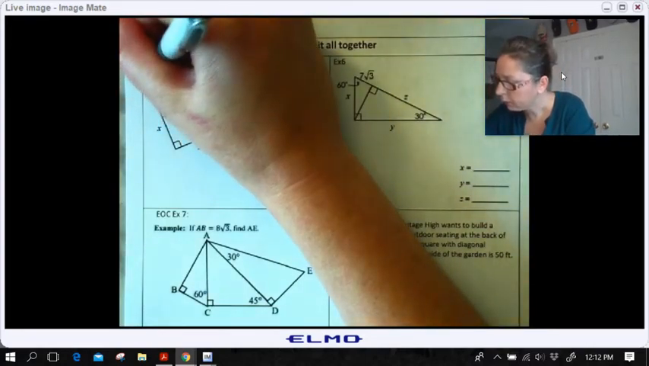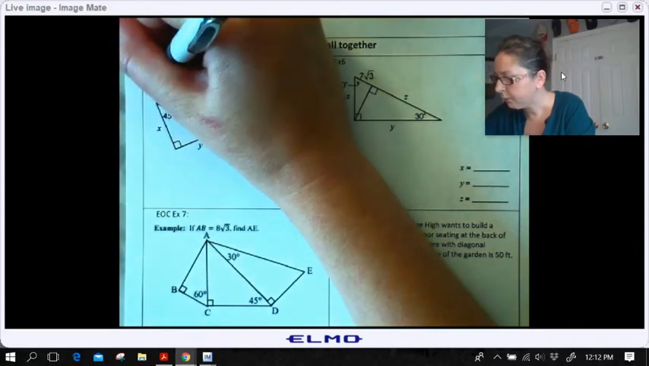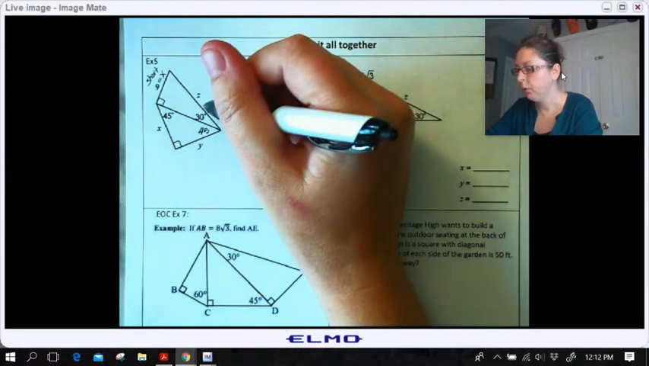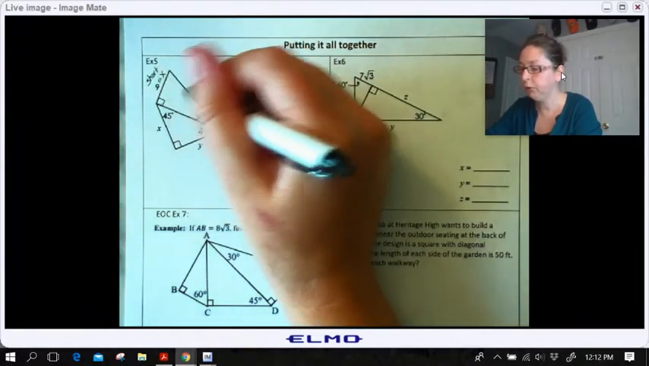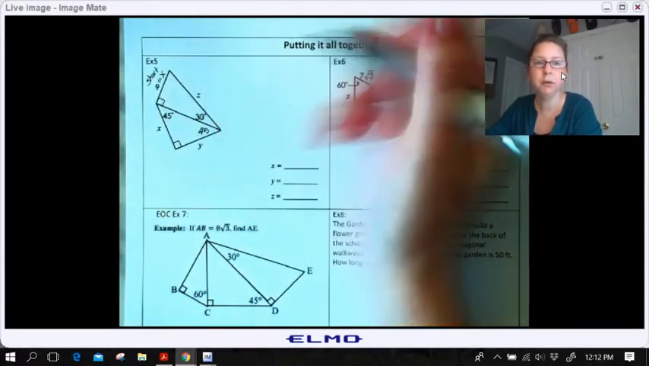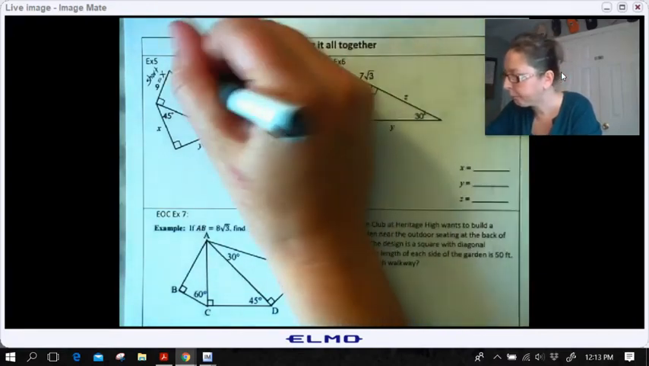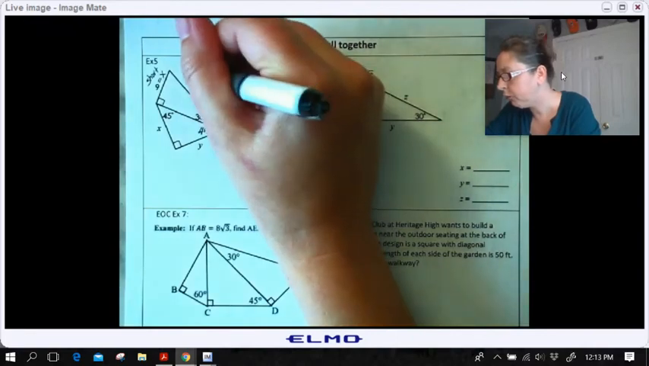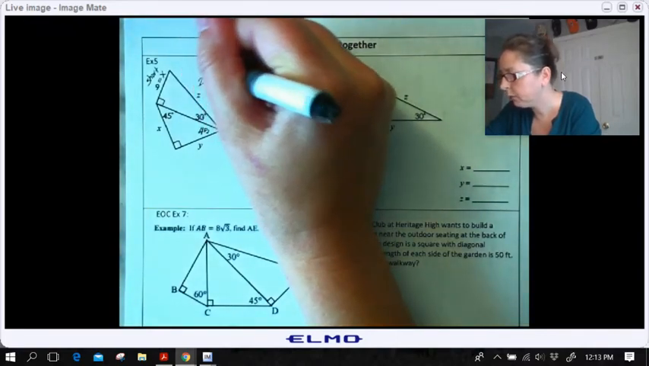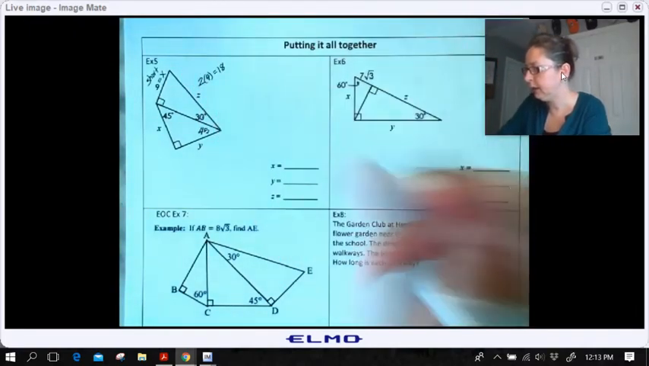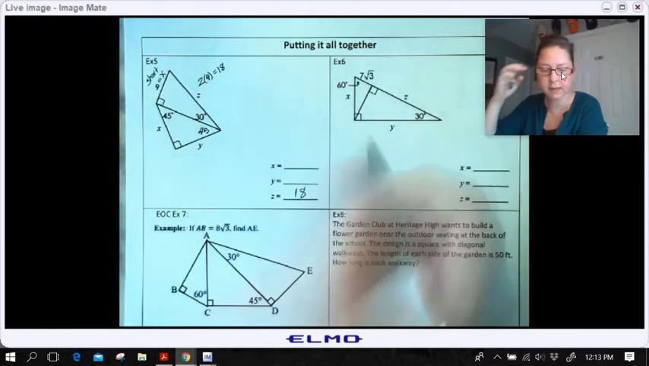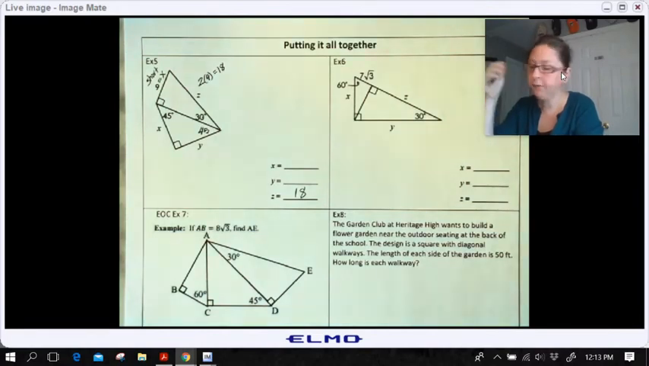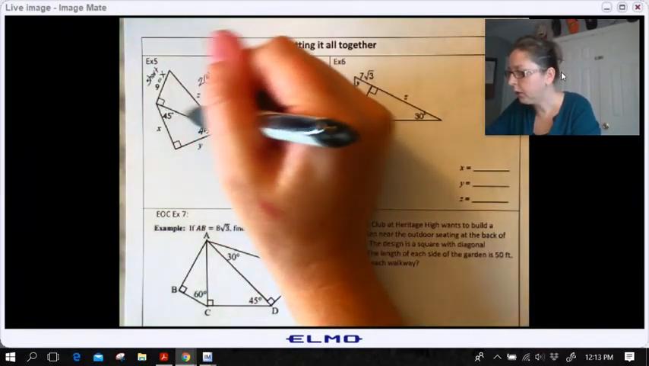Okay, so this is x. Now let's figure out what the hypotenuse would be. The hypotenuse for 30, 60, 90 is 2x, which would be 2 times 9, which is 18. So I found z. Z is 18. Okay. Now I'm ready to find the longer leg.